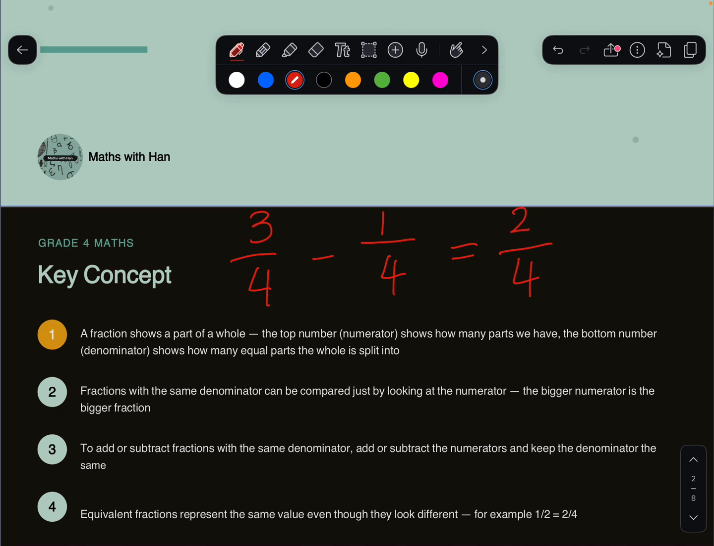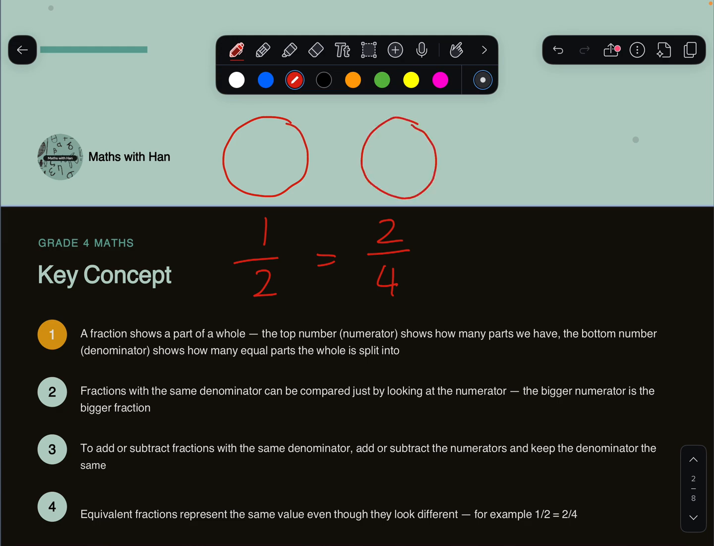Finally, point 4, equivalent fractions represent the same value even though they look different. The most common equivalent fraction, which everyone is always showing you, is 1/2 equals 2/4. So they are saying these things are equal even though they look different. If you look at a cake, 1/2 looks like this. That's 1/2 there.